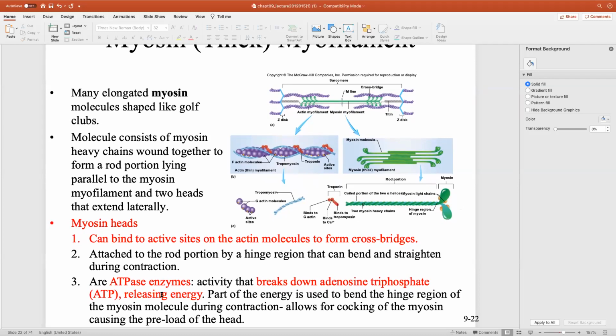The thing is, at rest, tropomyosin's in the way. All we need is to move it out of the way. And that's where troponin comes in. That's where calcium comes in.